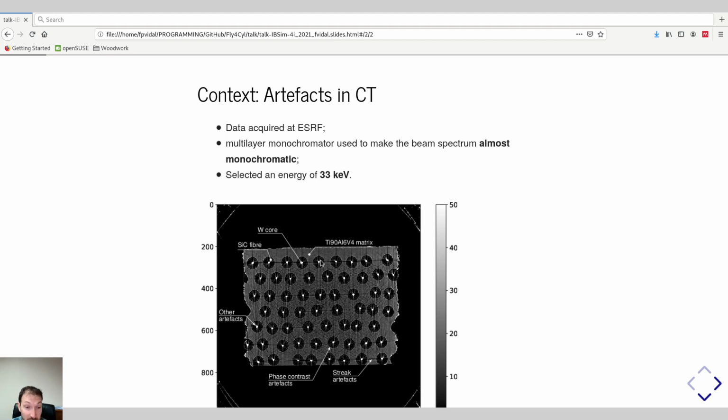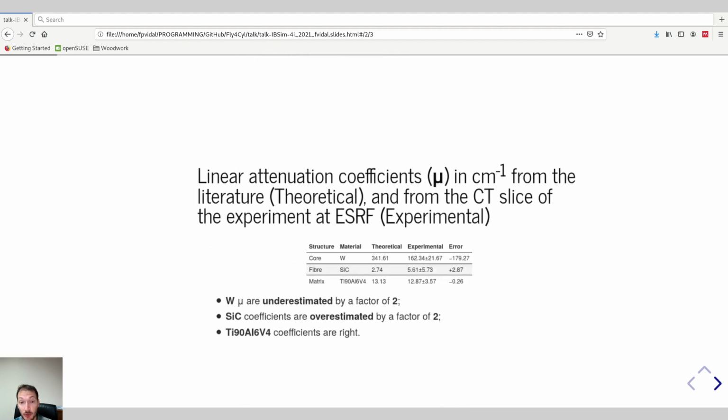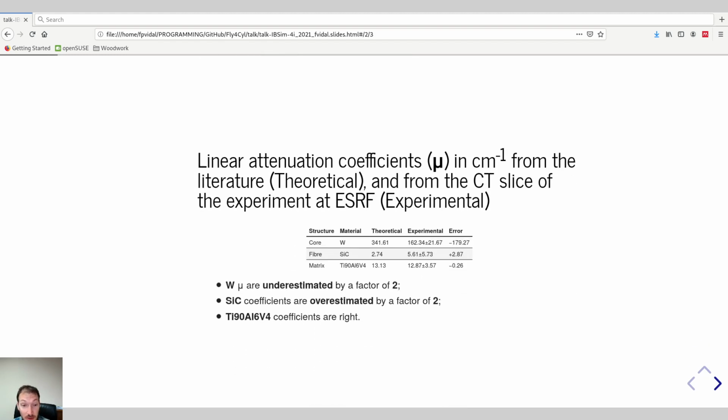There are fringes here. That's the phase artifacts. The streaks are actually beam hardening and impulse response of the detector. So that made it very hard to segment. Like, we can't use thresholding or region growing, and we see that doing the measurement by hand was quite difficult.